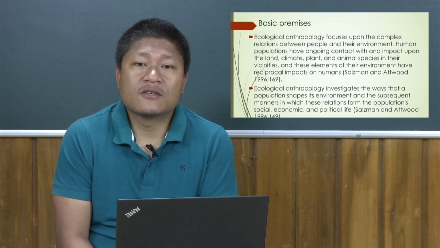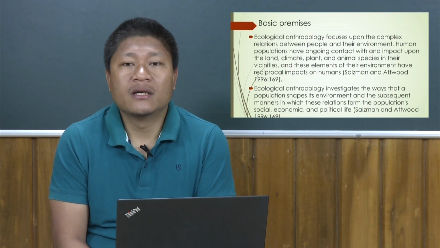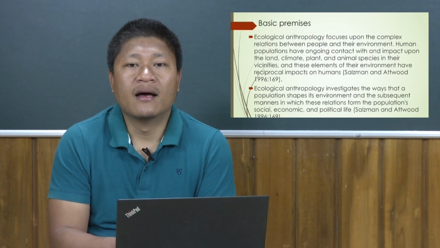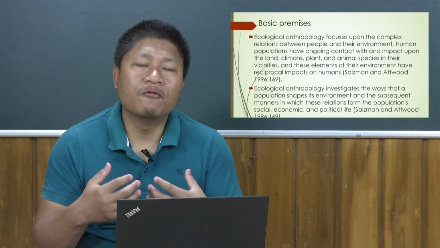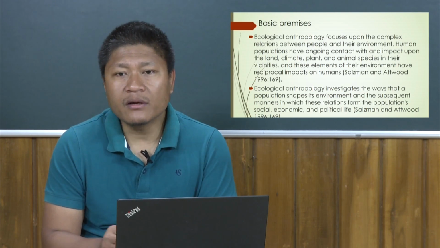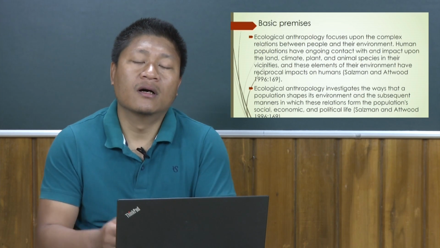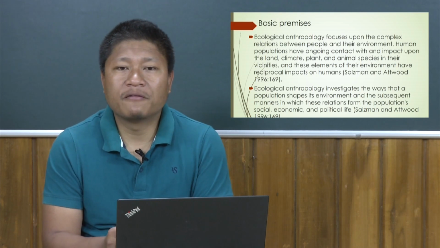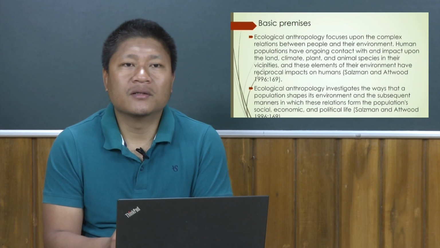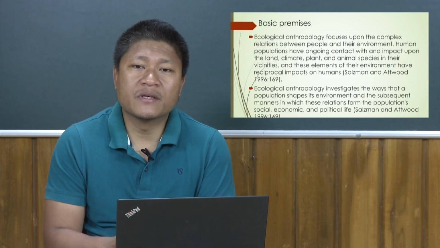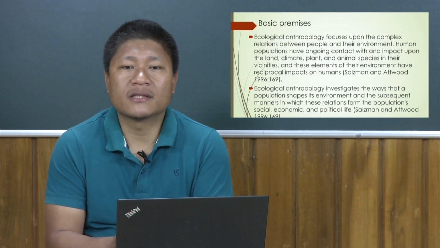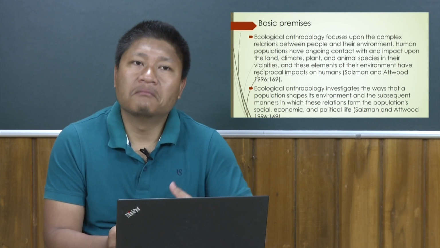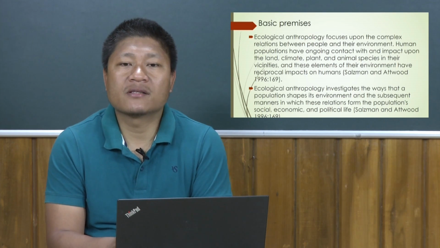It tends to focus upon the complex relations between people and their environment. As we know, the human population has an evolving, if not an ongoing, relationship with, and in return has an impact upon, the geographical area, that is the climate, plants, animals and different kinds of species in their surroundings, for instance. And all these elements have a reciprocal relationship, if not impacts on the humans.